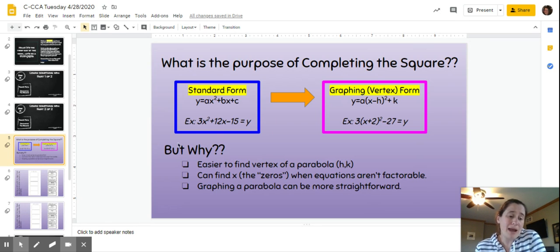And then finally, graphing a parabola when you have the vertex and you can solve can be a little bit more straightforward when it's in graphing form. So that's why we're doing it.